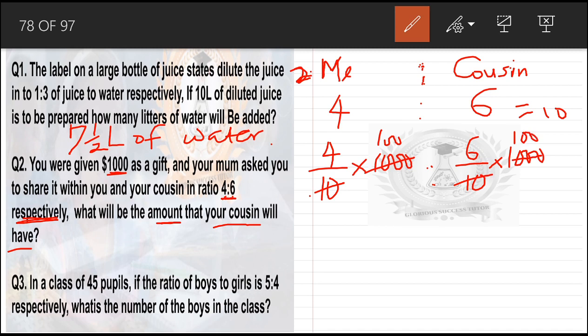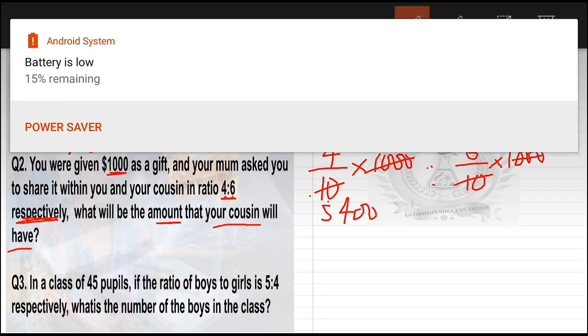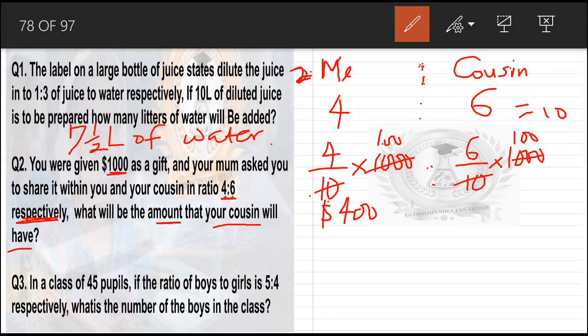So you're going to say you will have $400, because you're going to say 4 times 100. That will give you 400 dollars. Then ratio 6 times 100, we're going to have $600.